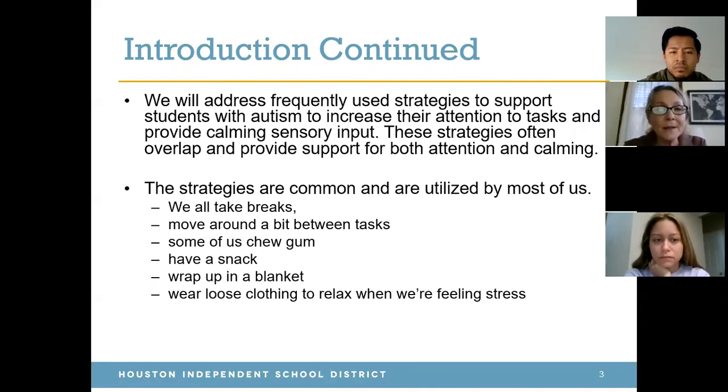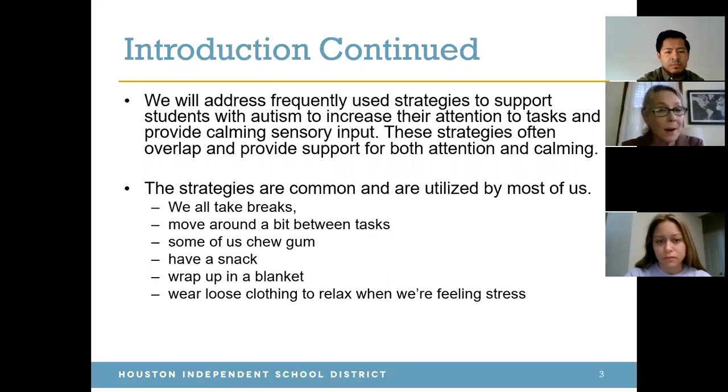So today we're going to address some frequently used strategies to support students with autism, to increase their attention to task and to provide some calming sensory input. These strategies often overlap and provide support for both attention and calming. So just keep that in mind. The strategies are common and are utilized by most of us, and that's important to keep in mind, that we all have things in our environment that we need to have in place before we can perform at our best.